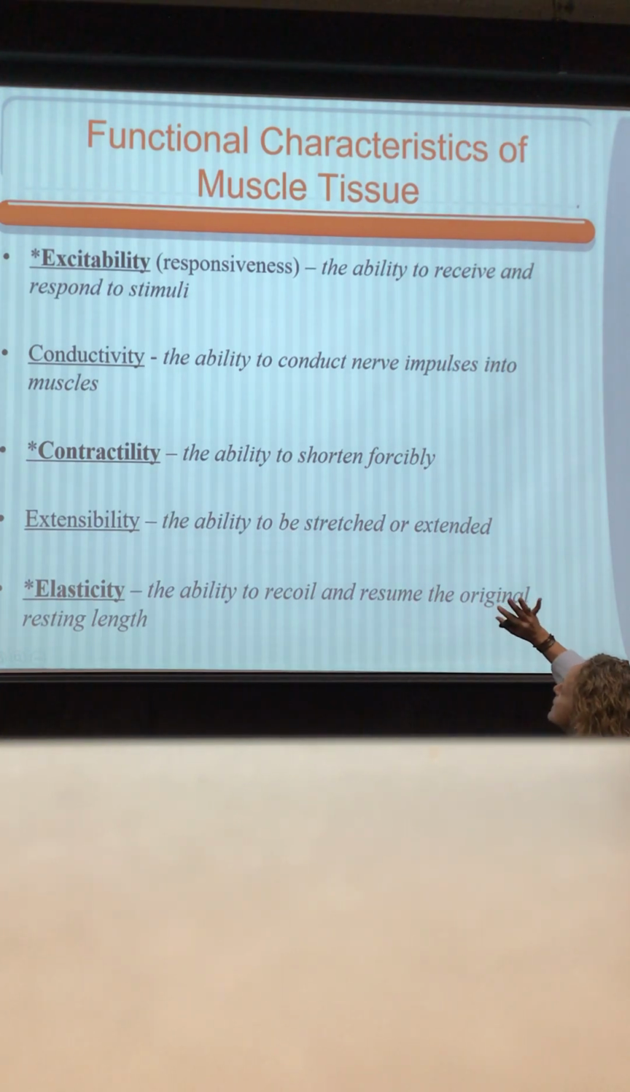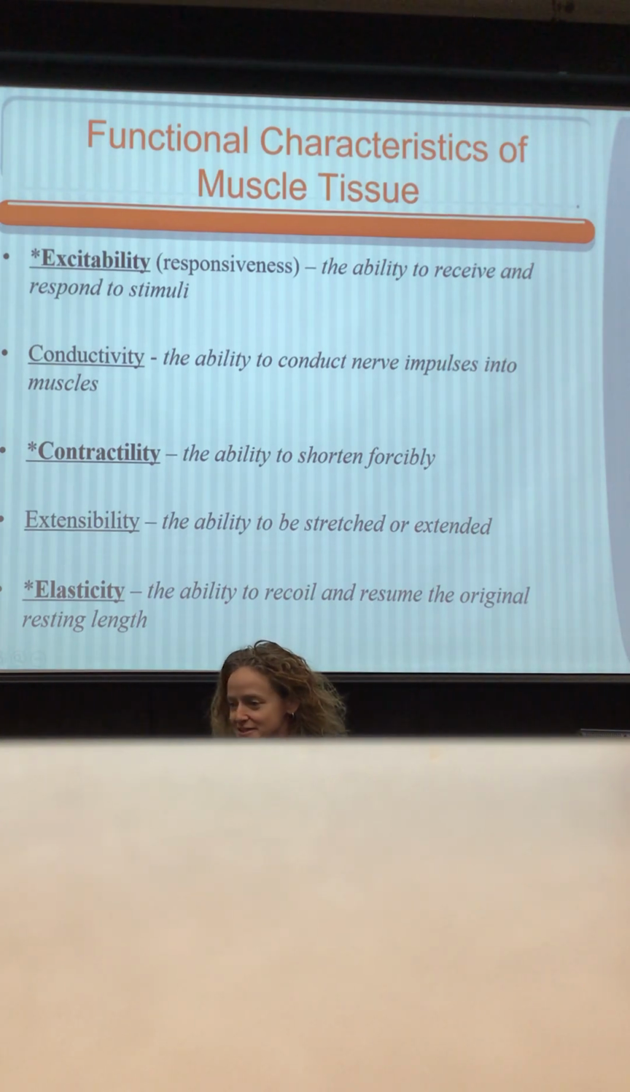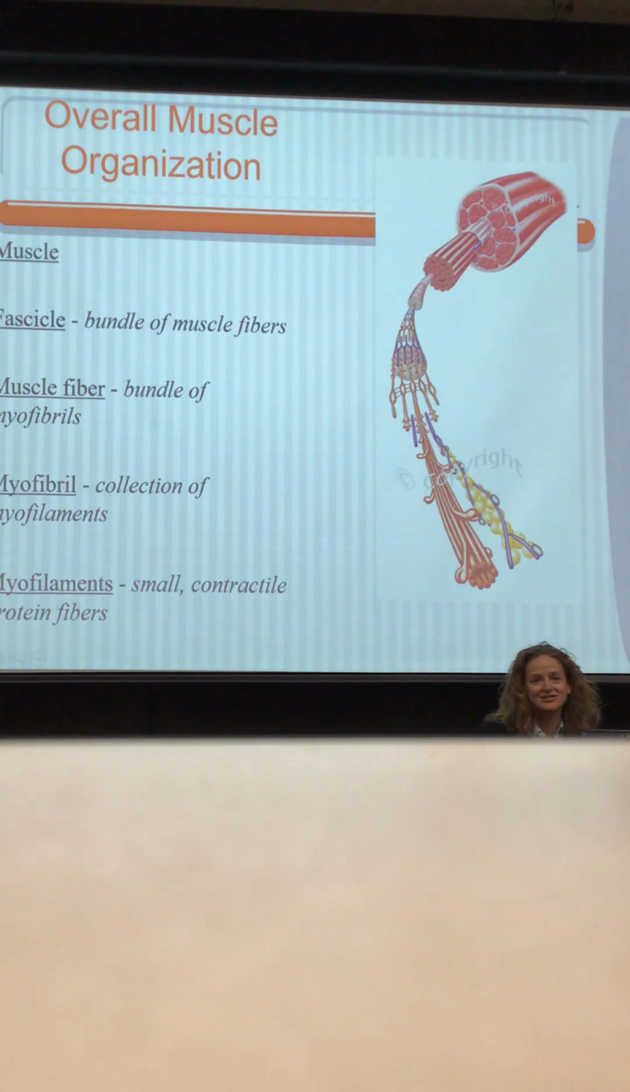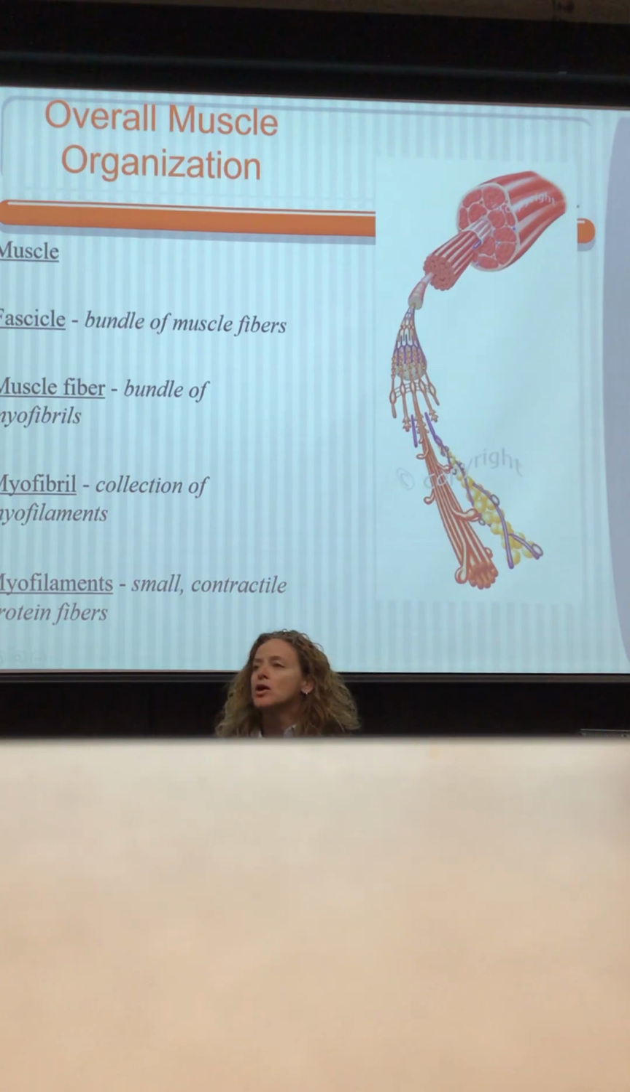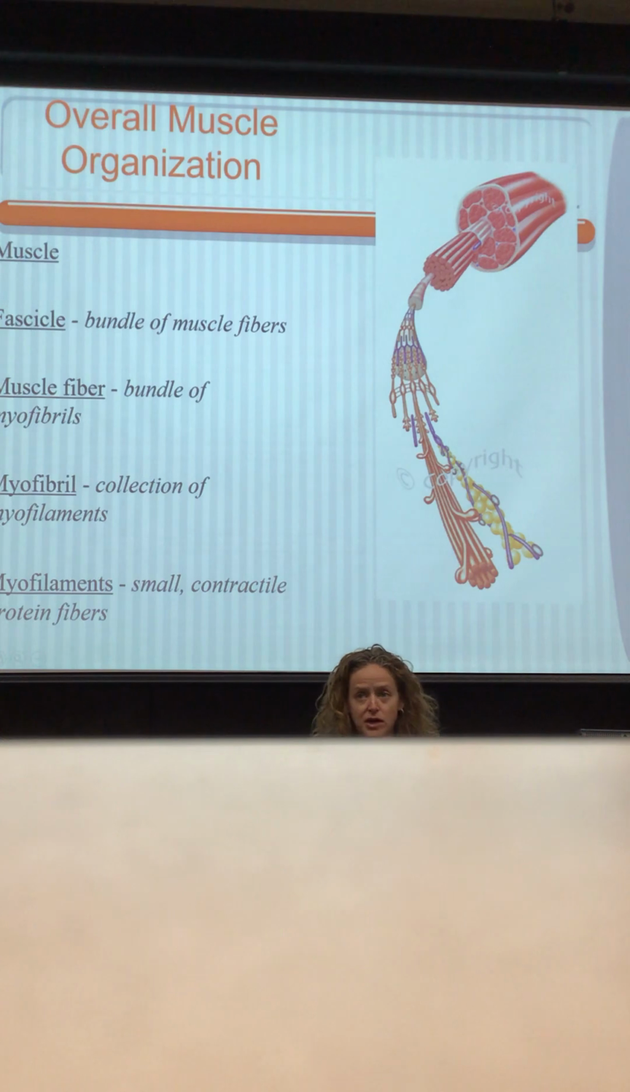All right, so these are characteristics that are unique to muscle tissue. It makes muscle tissue what it is. Good. Now, here's where we get to some of the nitty-gritty. We're going to spend the majority of this chapter talking about skeletal muscle. Of the three, skeletal, cardiac, and smooth, we're going to talk about skeletal the most. That's because we have the most skeletal muscle. How many skeletal muscles do we have?